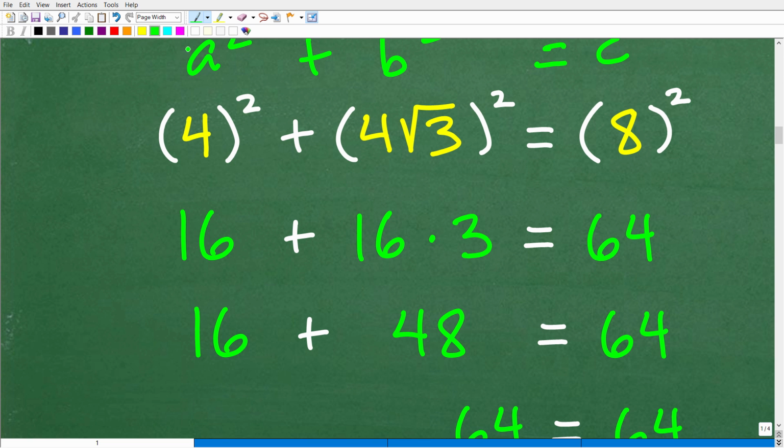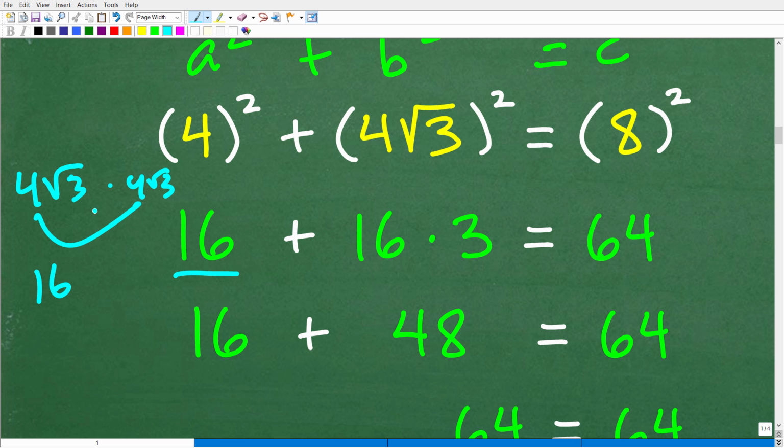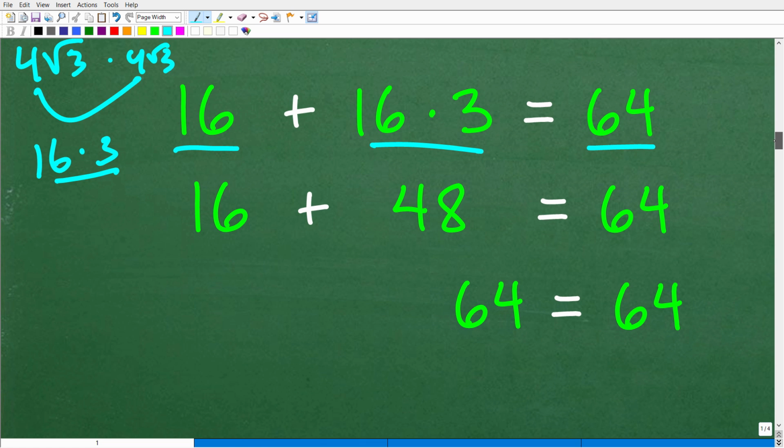Okay, so 8 squared is 16. 4 square root of 3 times 4 square root of 3 is going to be 16 times 3. So again, 4 square root of 3 times 4 square root of 3. We're going to multiply these numbers here: 16 times 16. Square root of 3 times square root of 3 is square root of 9, or 3. So we have 16 times 3 right here. 8 squared is 64. Okay, so let's go ahead and continue on here.